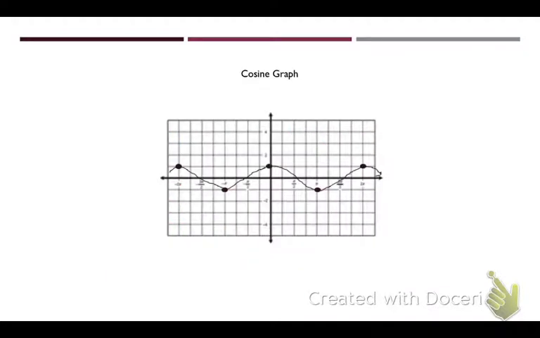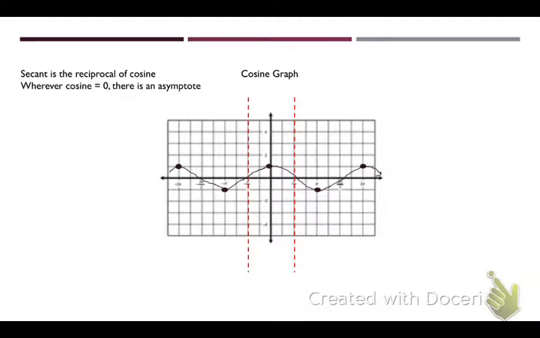For the secant graph, secant is the reciprocal of cosine. So we're really going to set this up the same way. Wherever cosine equals 0, there are asymptotes. So at pi over 2, at negative pi over 2, at 3 pi over 2, and negative 3 pi over 2, there's asymptotes right there.